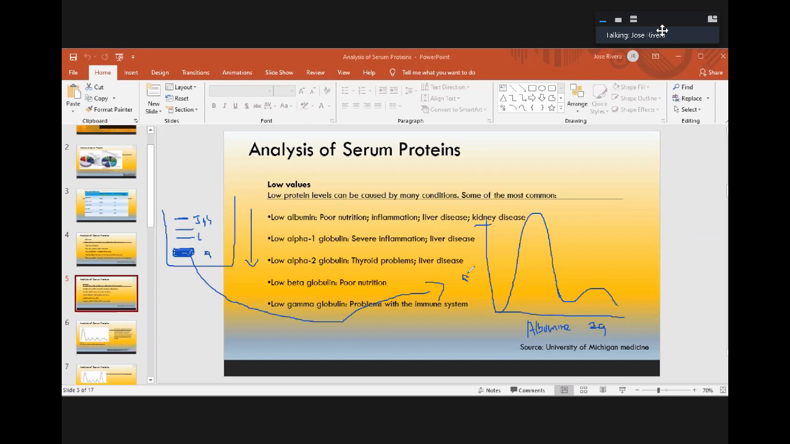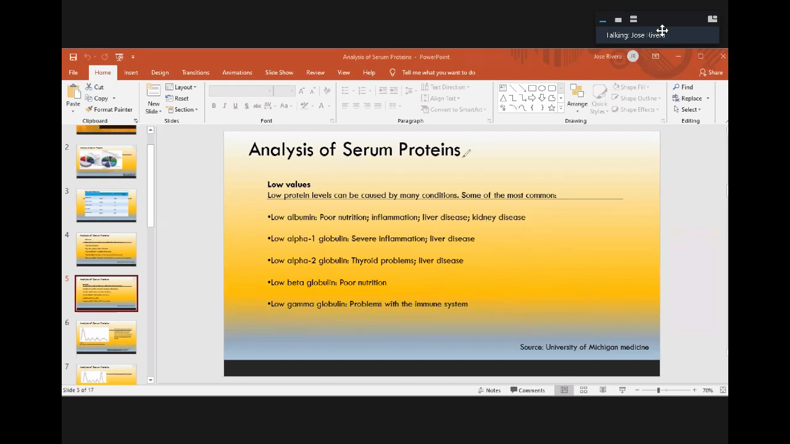So what you get is a plot. I'm not writing here very well. This is going to be the amounts or concentration. This is the sign for concentration. So you run a gel and you get something like what I'm going to show you next.